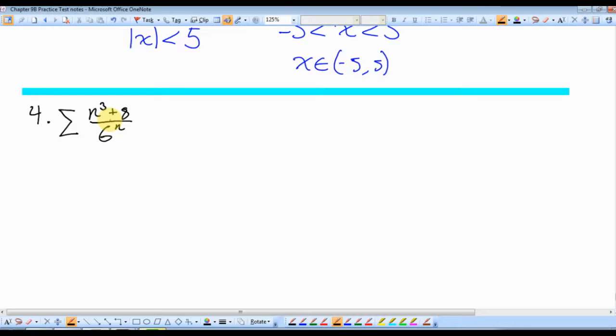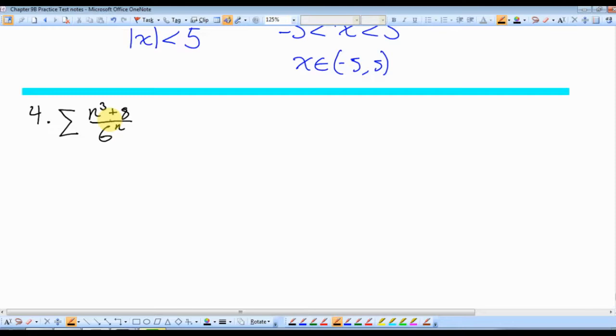If you're on a multiple choice test, your denominator is an exponential function and your numerator is a polynomial function. Exponential functions always grow faster than polynomial functions, and they usually grow much faster. So the quick way to do this is to say, yeah, it converges. The other way to do this is, let's see.